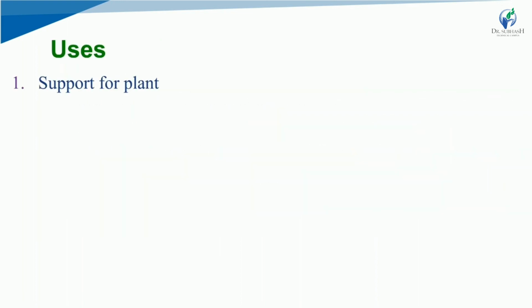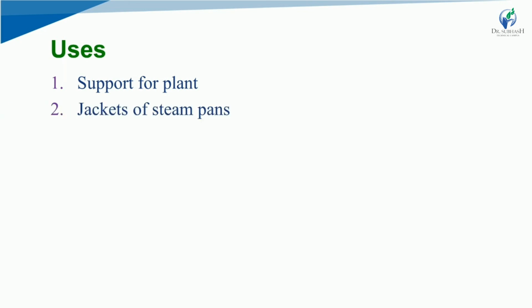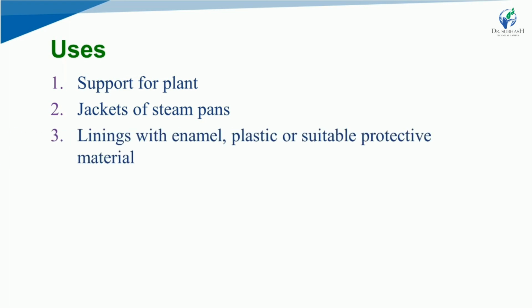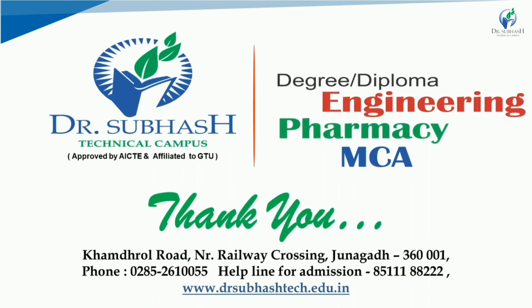So what are the uses? The first use is as a support for plant. It acts as a support for plant, and therefore you can easily use it. Second, jackets of the steam pan. You can use it as a jacket of a steam pan. Third is lining with enamel, plastic, or suitable protective material.